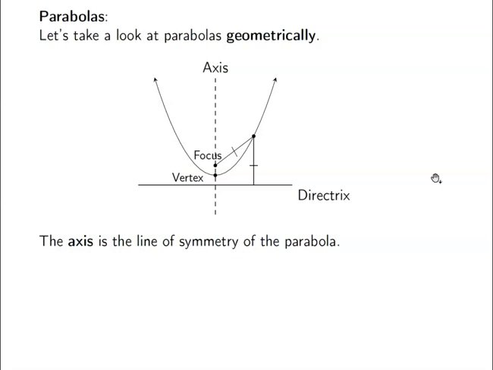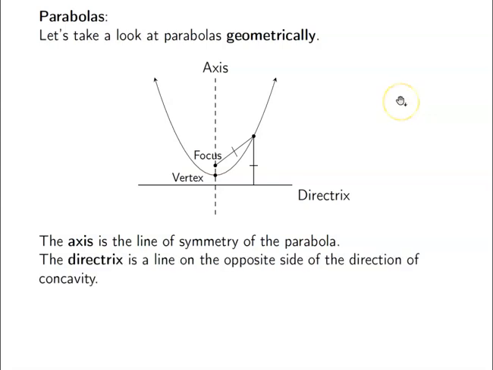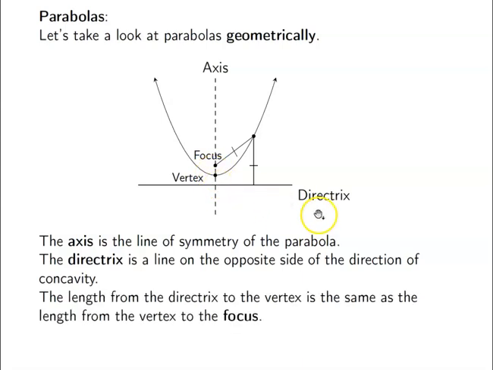Okay? The axis is the line of symmetry for our parabola. It's the line where our parabola is symmetric, right? If we were to fold it across that, okay? The directrix is on the opposite side of the direction of concavity. So the focus is inside the concavity. The directrix is outside of the concavity, right? So it is not at the vertex. It is a distance away from the vertex.